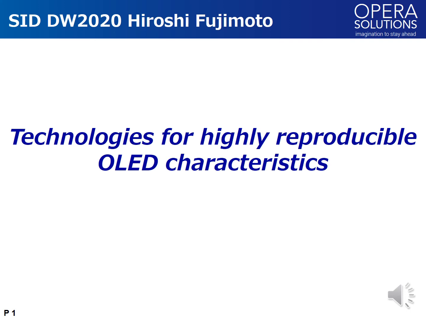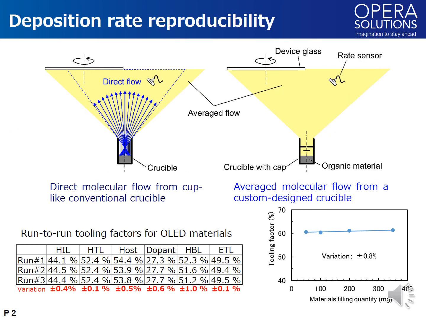Now let me tell you just the points of the story of how we have established the reproducibility of OLED performance. For reproducible OLED performance, it is crucial to maintain an accurate deposition rate throughout the vacuum thermal evaporation. For this reason, we developed a custom-designed crucible.